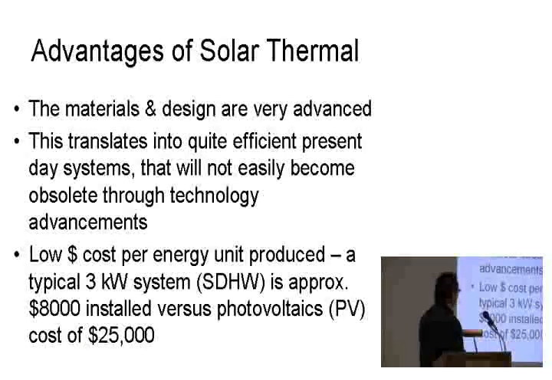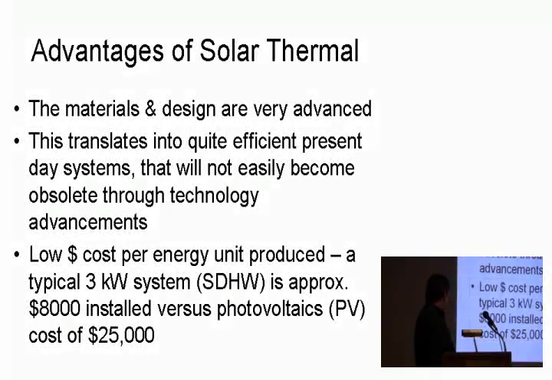Next slide. The advantages of solar thermal. Materials are very advanced. The technology has been around for a long time. So this translates into a very efficient type of system. And the technology, because it's so advanced, is not likely to become obsolete anytime in the near future. It's very low cost per unit of energy that's produced. A typical 3 kilowatt system is about $8,000 installed. For that same energy with a photovoltaic system in kilowatts is about $25,000.